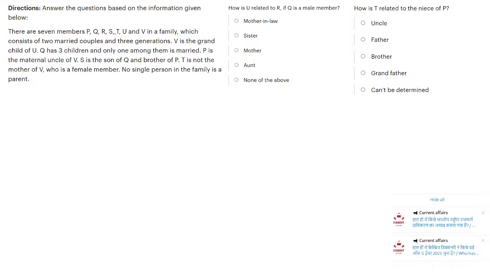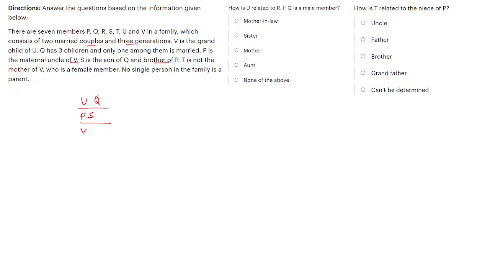There are 7 members P, Q, R, S, T, U and V in a family which consists of 2 married couples and 3 generations. So V is the grandchild of U. V is in the 3rd generation, U is in the 1st generation. Q has 3 children, only one among them is married. P is the maternal uncle of V, that means P is in the 2nd generation. S is the son of Q and brother of P, so they are in the same generation and son of Q. So Q is in the 1st generation.